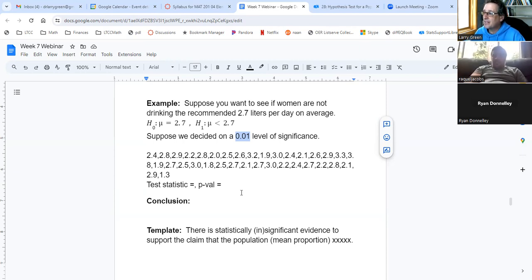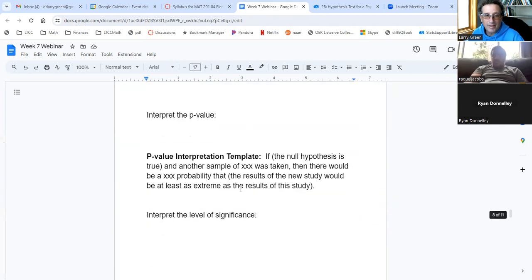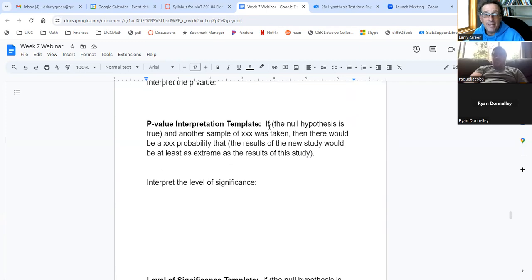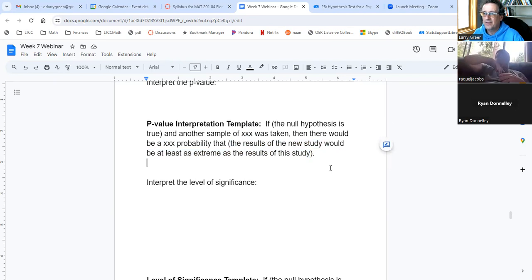Any questions on this idea? Okay, so these are templates, by the way. So if the null hypothesis is true, don't write the words "the null hypothesis is true." You need to write that in. And another sample of however many you did was taken. Then there would be a, whatever probability your p-value was, that the results of the new study would be at least as extreme as the result of this study. And again, that needs to be with the results of the study, what they were, and how extreme they were.